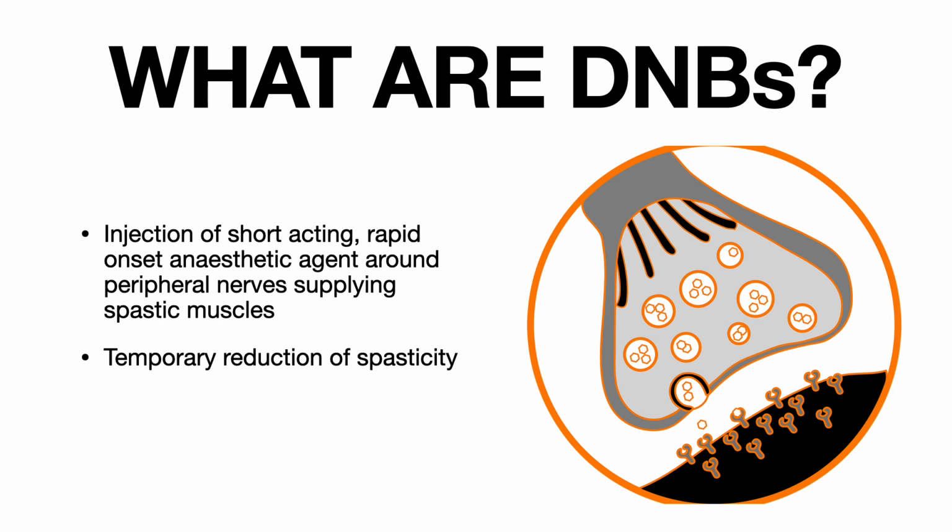DNBs, or diagnostic nerve blocks, involve the injection of a short-acting, rapid-onset anesthetic agent around peripheral nerves that are supplying spastic muscles. What these agents do is temporarily reduce tone and muscle spasticity if those muscles are truly spastic and the procedure is done correctly. They do so through numerous mechanisms, including blocking the afferent signaling of motor nerves, so the signaling that comes from the muscle spindles, which is believed to be overactive and partially responsible for spasticity.